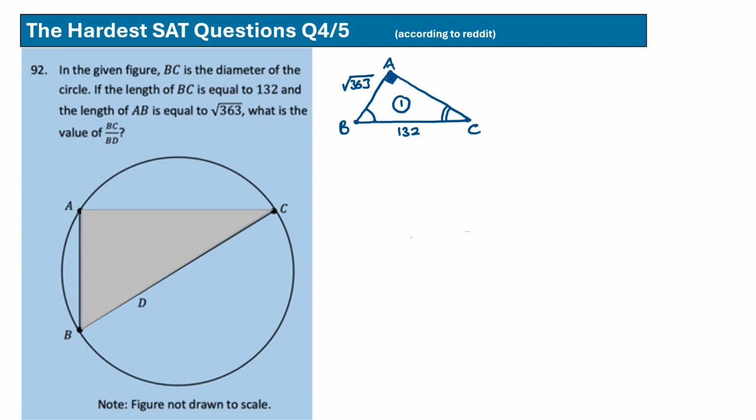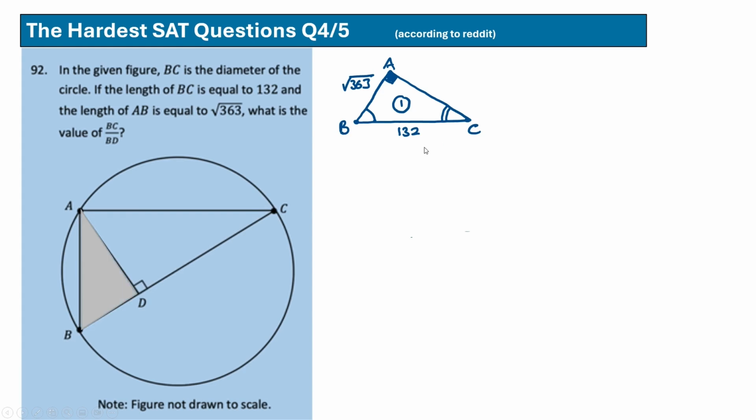Now I know that any triangle formed from a diameter is a right angle triangle. So I know the angle at A is going to be a right angle. I'm going to represent the angle at B by one line like this, and the angle at C by 2 lines, as you can see here. So I've started to set the question up.